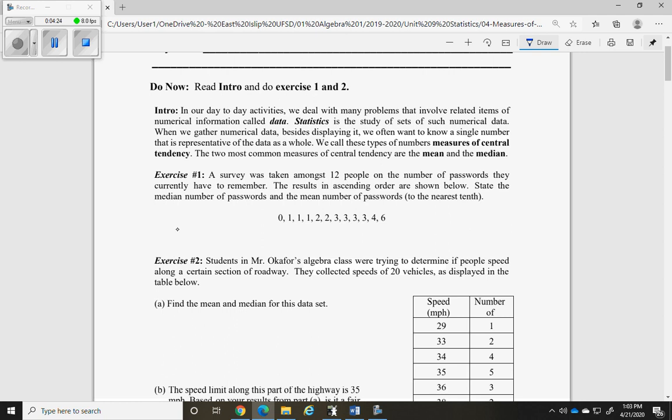So let's do exercise 1. So there are 12 people. Surveys taken amongst 12 people on the number of passwords they currently have to remember. And the results are shown below, and it's already in order. They want the median number of passwords. So if there's 12, 1, 2, 3, 4, 5, 6, right in here, between 2 and 3, so 2.5 is the median.